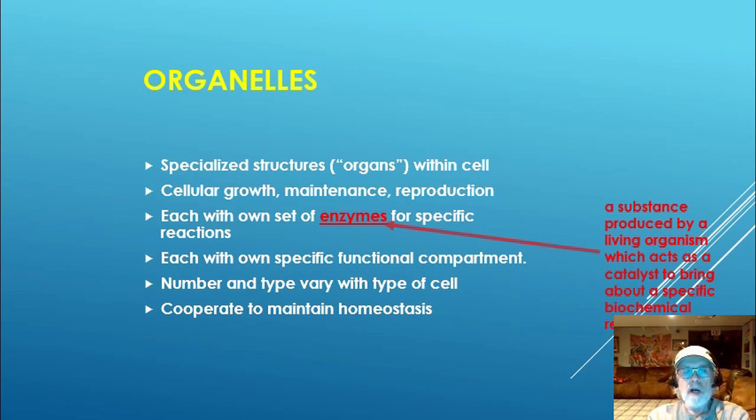Okay, so each of these organelles has its own special functional compartment. In other words, when you look at a cell under a microscope, particularly under exceptionally high power, you'll see little pieces, parts inside the cell, and these are parts of organelles such as mitochondria and all kinds of stuff like that. Each has its own specific functional compartment, which has a characteristic appearance. They look like what they should be. And the number of these organelles varies with the type of cell.